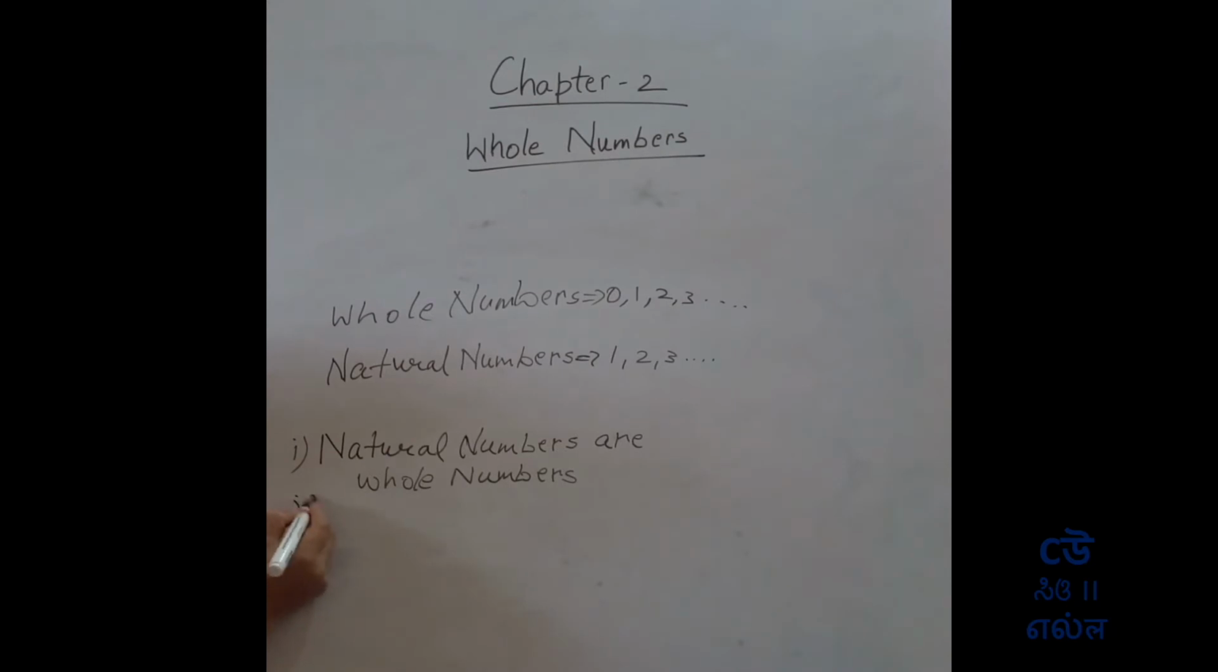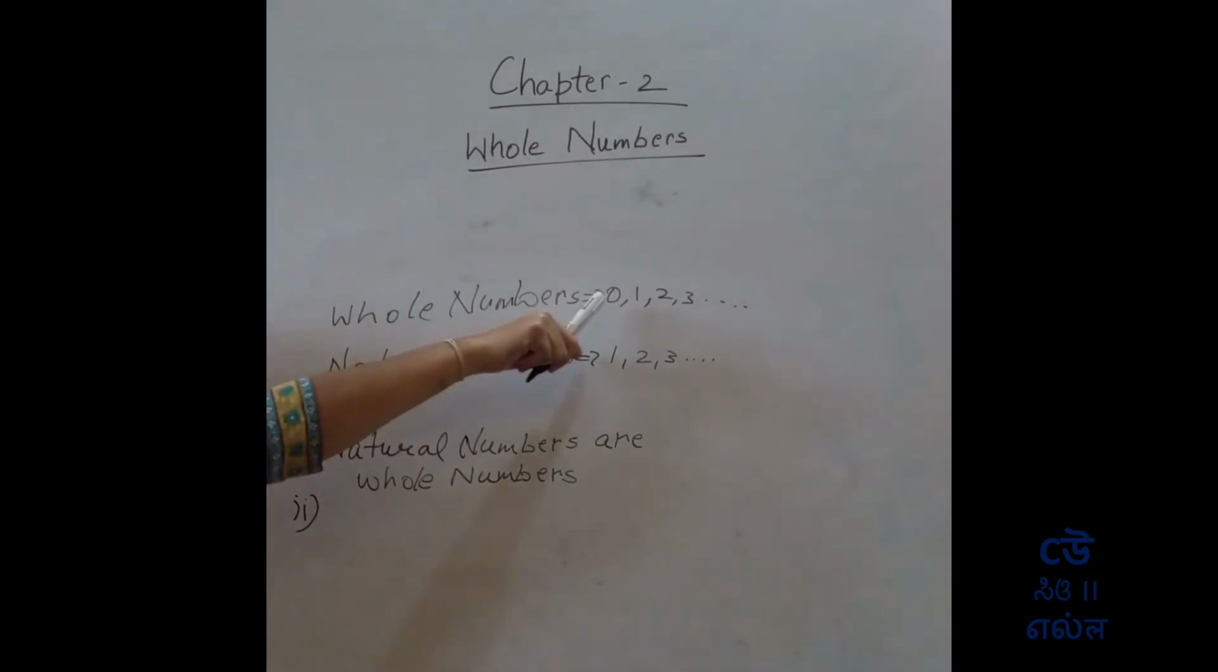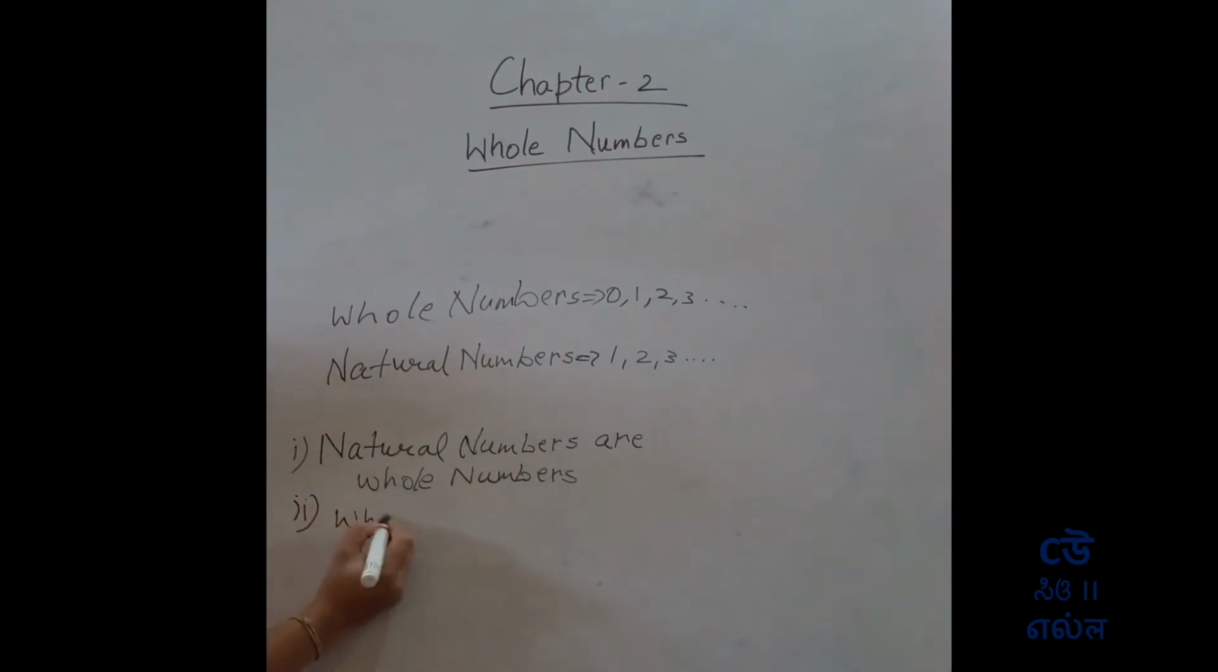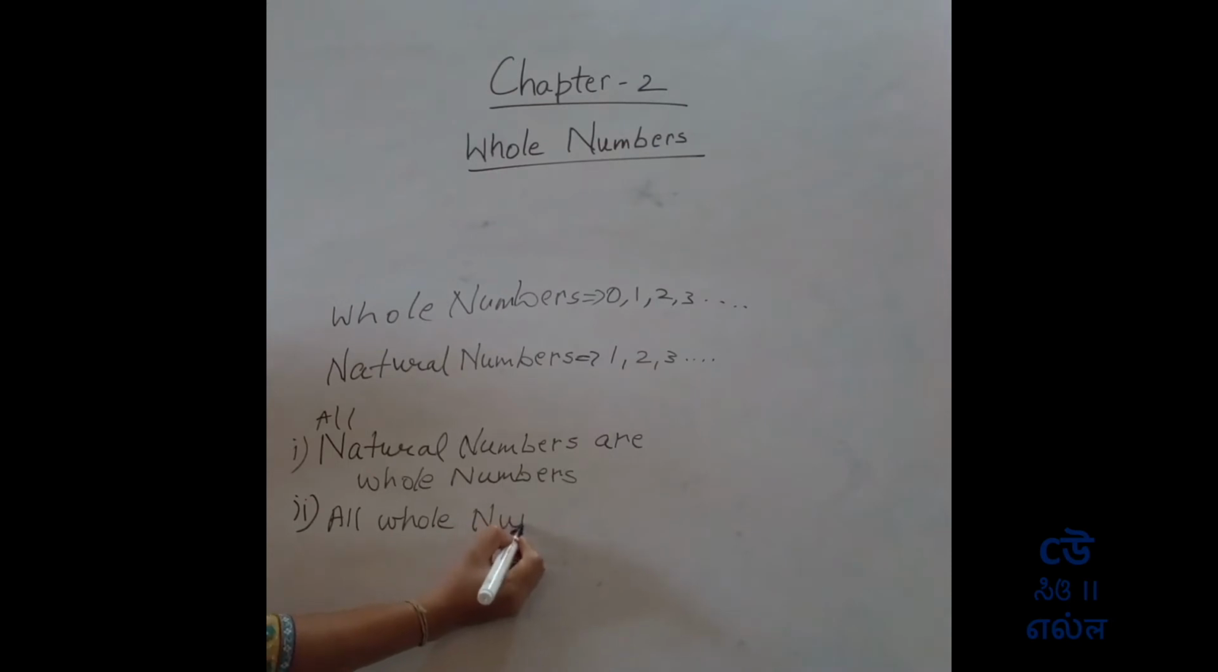Okay. Next, all whole numbers are natural numbers. Is a whole number a natural number? See, we have 0 here. Do we have 0 here? No. So, a whole number is not a natural number. So, all whole numbers are not natural numbers. Okay.